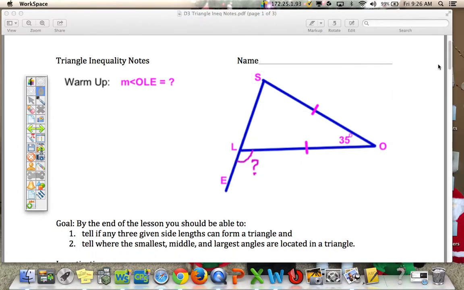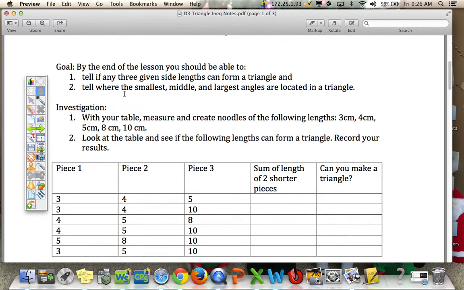So today's goal, by the end of this lesson, you should be able to tell, number 1, if given any 3 side lengths, can they make a triangle? And number 2, where are the smallest, the middle, and the largest angles located in a triangle?